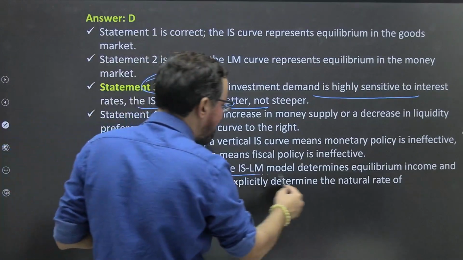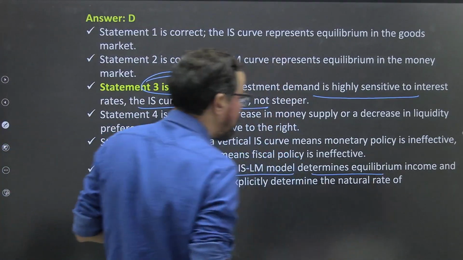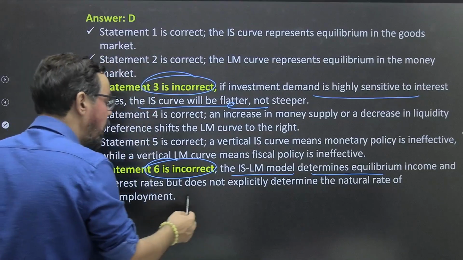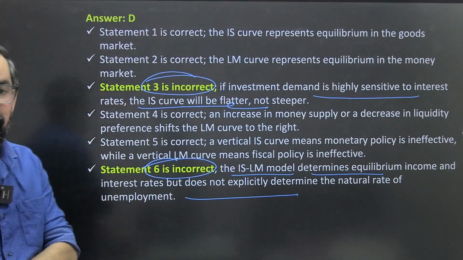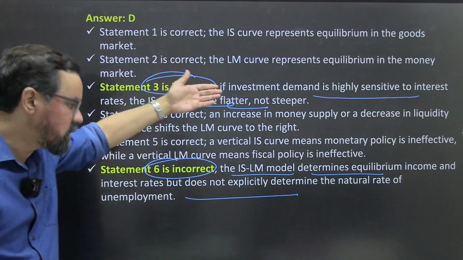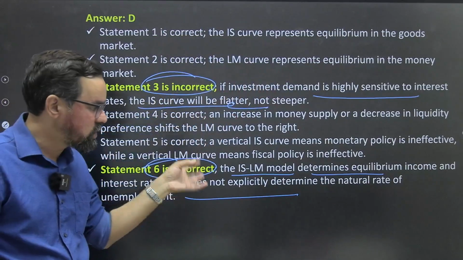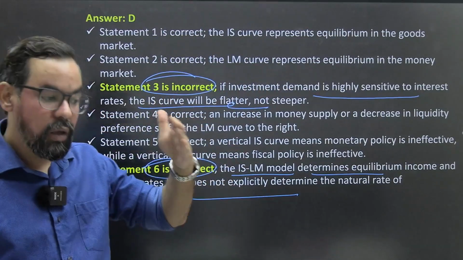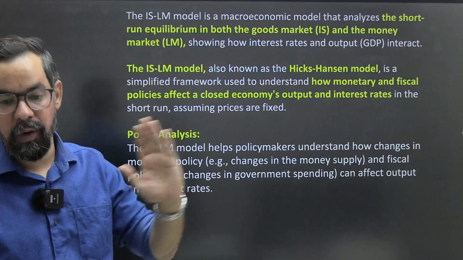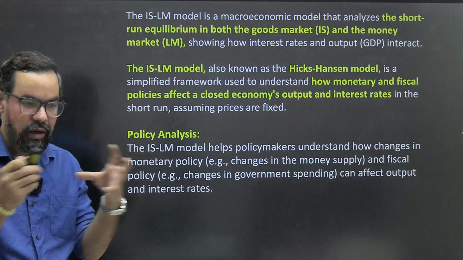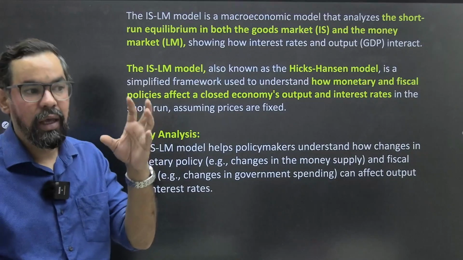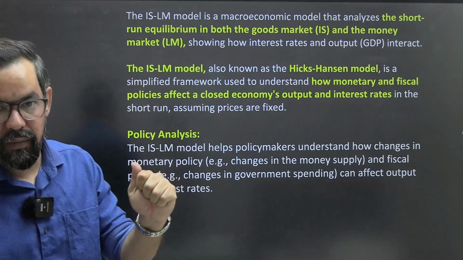The IS-LM model determines equilibrium income and interest rate, but does not exactly determine the natural rate of unemployment. Based on this, you can use this particular one as a tool, and you can build a link with that later. But it is not direct. This intersection is not telling you about the exact unemployment or employment level in the economy itself.